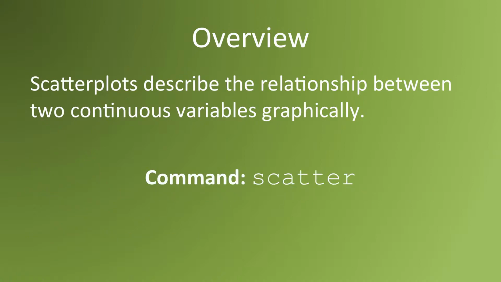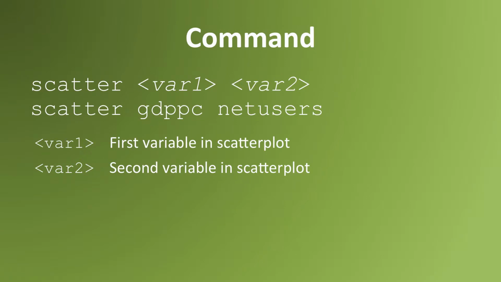To create a scatter plot, we use the command scatter. The syntax to create a scatter plot is scatter and the name of the two continuous variables. In this example, I'm asking Stata to create a quick scatter plot using the variables GDP per capita and net users, the number of internet users in a country.